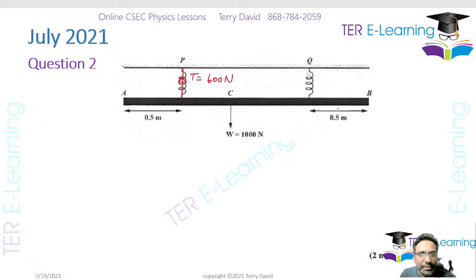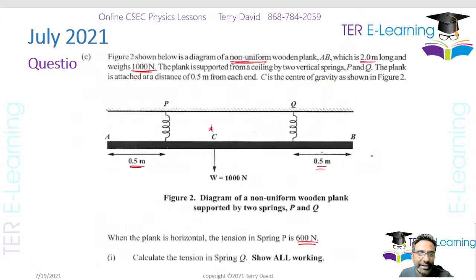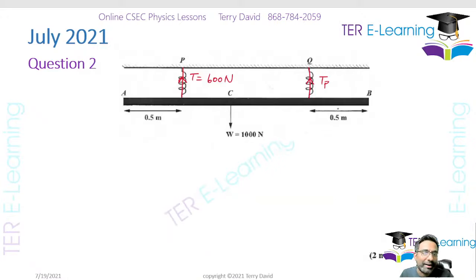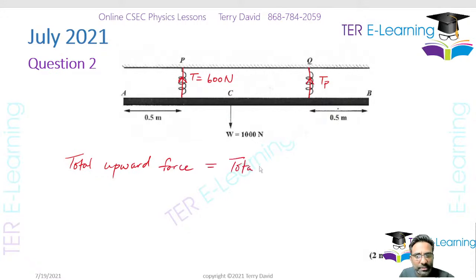Now at the same time, you're going to have a tension in this other spring here. Let's call that T, the tension in spring Q, but we don't know what it is. Now the question is asking us to calculate the tension in this spring. Some people might think you have to do some complicated thing for this, but you don't. Because this bar is horizontal, all you need to say is that your total upward force is equal to your total downward force.